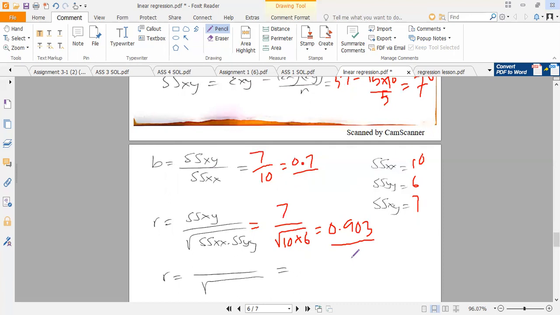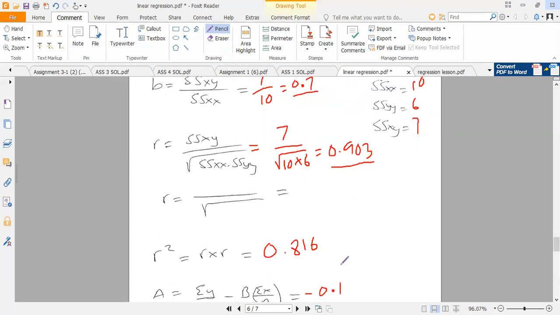Then when we square it, we get our R squared. Remember, R stands for coefficient of correlation. R squared stands for coefficient of determination. So we're simply squaring this answer here. We get 0.816.